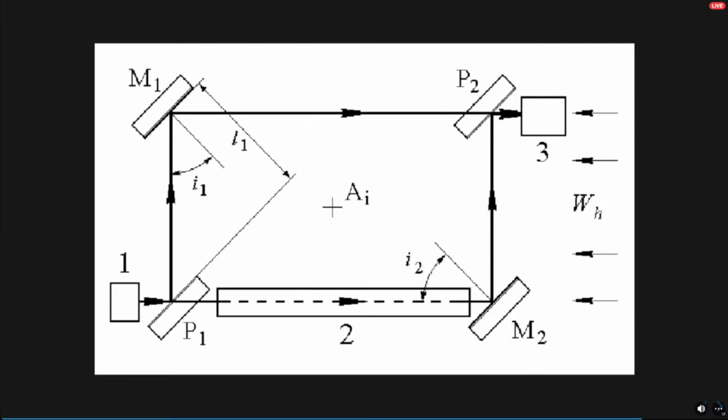We have the light source and beam splitter. The beam gets split in two directions and recombined over here. And then again, we have this one, which is going to be our tube.